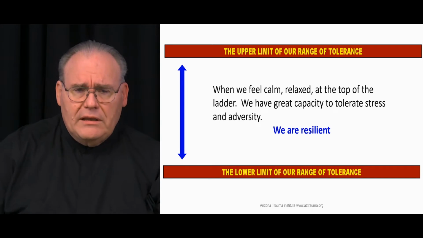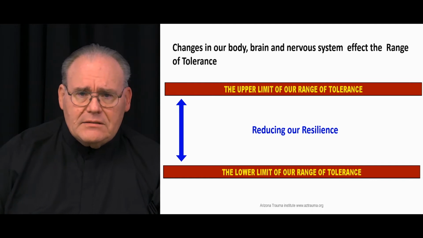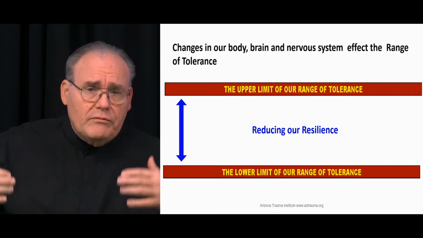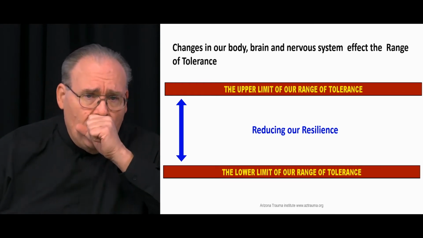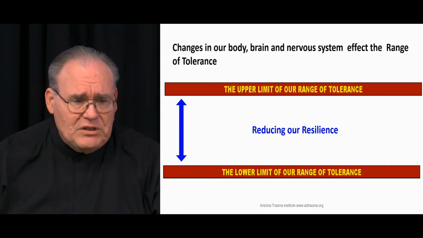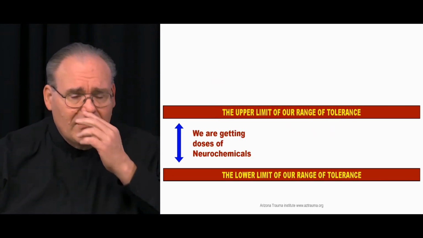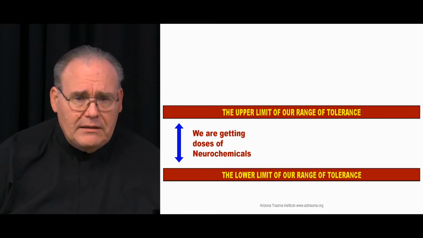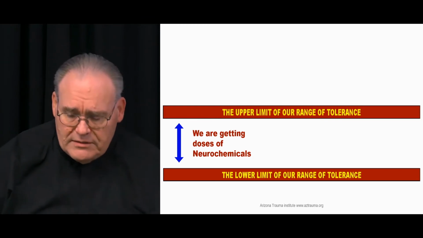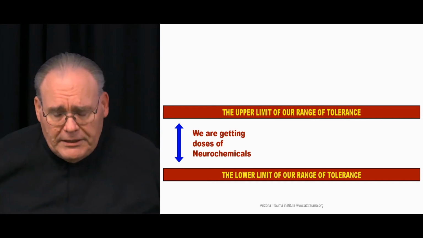And as we exceed the upper level of the range of tolerance, what happens is that as the range of tolerance is either reducing or we're moving towards the top end of that, it creates more changes in our brain, nervous system, body, and those changes further impact the range of tolerance. So when we are getting doses of neurochemicals and hormones in our body, and the effect of it is reducing our range of tolerance, then things we might normally take in stride seem overwhelming.